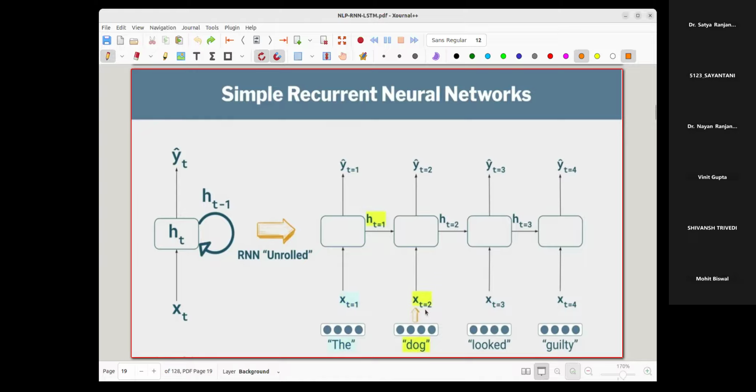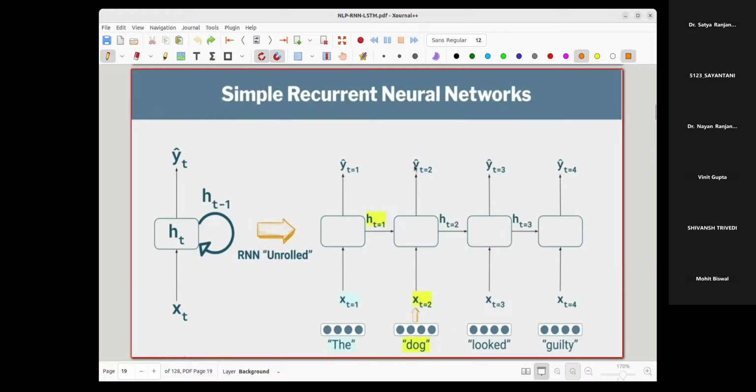So here the time step is 2, the previous time step has already been calculated, and you got its output as ht minus 1, that is also given as input to the current time step, that is t equals 2. So in the second time step, it takes not only dog but also the hidden state output of the previous time step, and the hidden state output contains the information of "the". That means when it is processing dog, it is not processing dog independently, rather it processes dog along with the previous words' information which is captured in the hidden state ht equals 1.